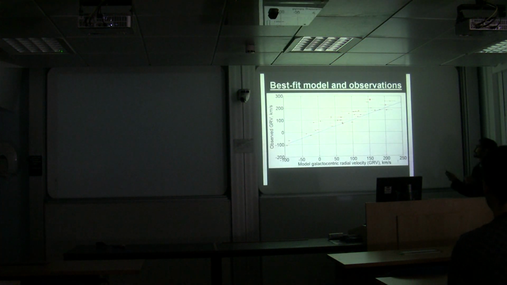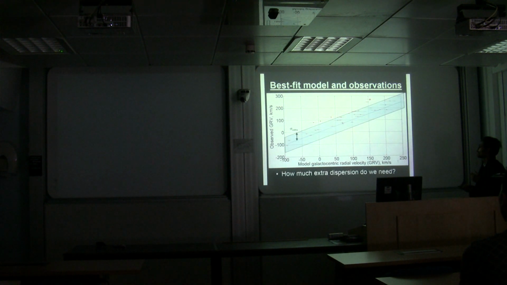So I'll just show you what happens if I plot the best fitting model. The model radial velocity is here and the observations are up here. The basic idea is to add a scatter about the model line. So the blue line is the line of equality, and find out how much extra dispersion you need to add to make it work, basically, to reduce the chi-square to order 32.